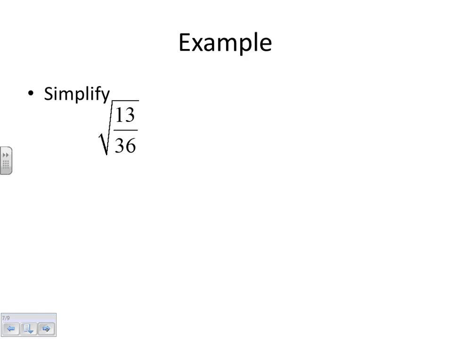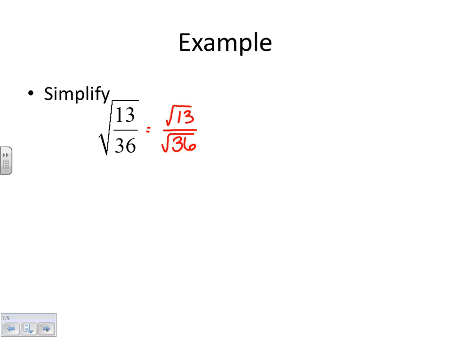Okay, so now we've got this example where we have a fraction under the square root, or a division sign. Now, whenever you see this, you want to split it up into 2 square roots. Okay, so we're having one big square root, and we're going to split it up into 2 little ones, the square root of 13 and the square root of 36.